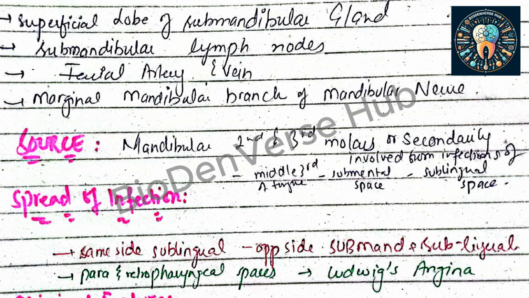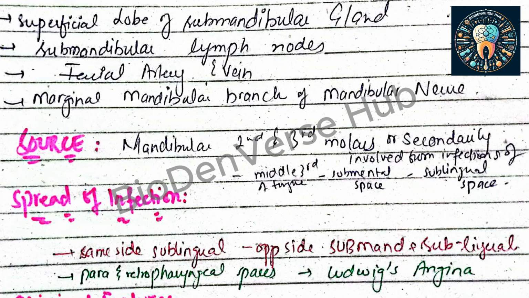This kind of pathway is also discussed in Ludwig's angina, so you can refer to that video to understand the spread of the infectious route more deeply. As we know, the submandibular and sublingual spaces are separated by the mylohyoid muscle attachment. So if the submandibular space on any side gets involved, the infection can directly spread through the posterior attachment of the mylohyoid into the sublingual space of the same side.